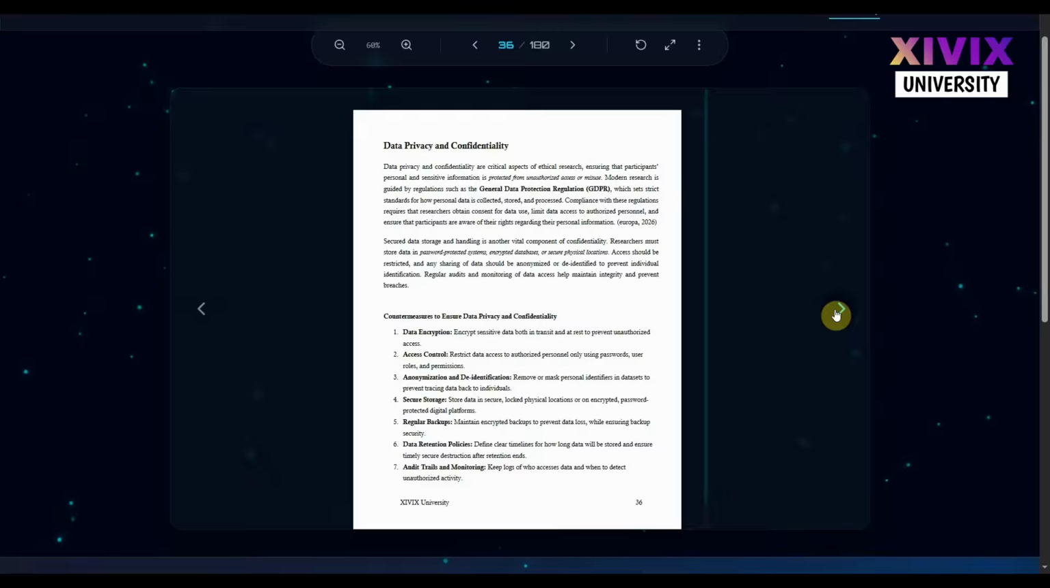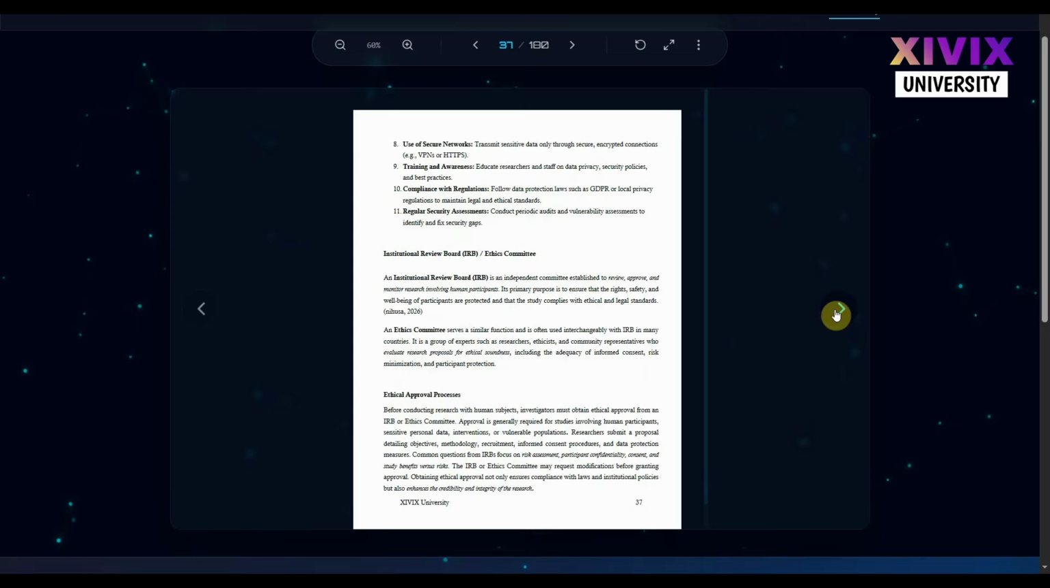The sixth one is data retention policies, so you have to define clear timelines for how long data will be stored and ensure timely secure destruction right after the retention timeline comes to an end. You can also implement audit trails and monitoring just in case you want to have a list of logs such as who accessed the data and when they were accessed, just in case an unauthorized activity was flagged. Also, you can use VPNs as secure networks, and training and awareness to educate researchers and staff on data privacy, security policies, and best practices just in case you're working with a crew or team.